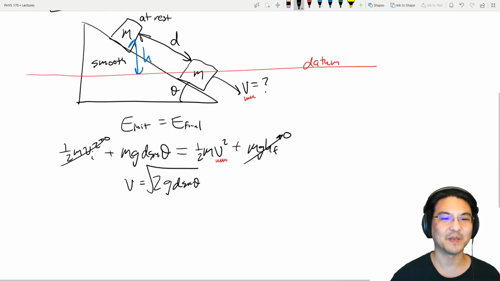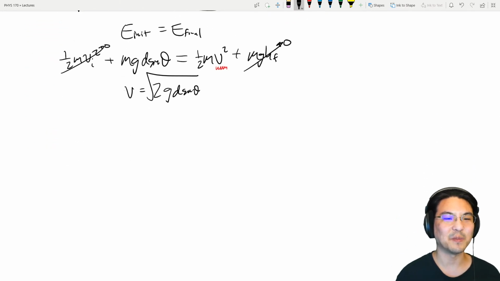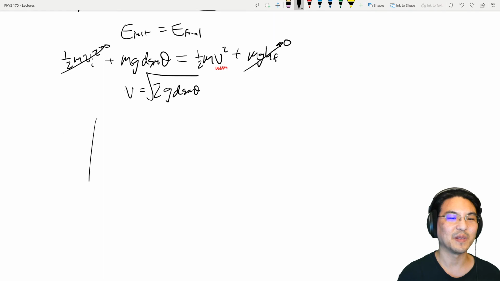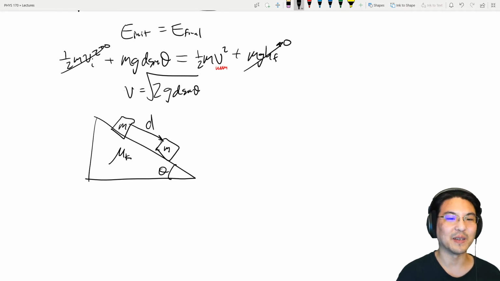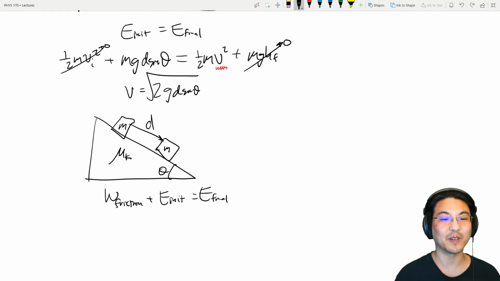Okay, let's try the same problem, but this time, let's say there's friction. And then let's say the coefficient of kinetic friction is given, mu k. Okay, so how much work is being done by friction? In this case, this is going to be work by friction.